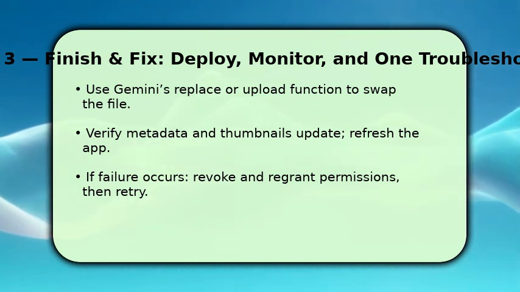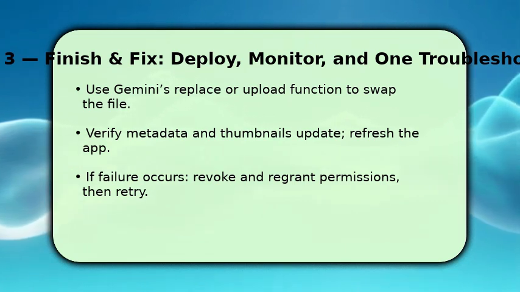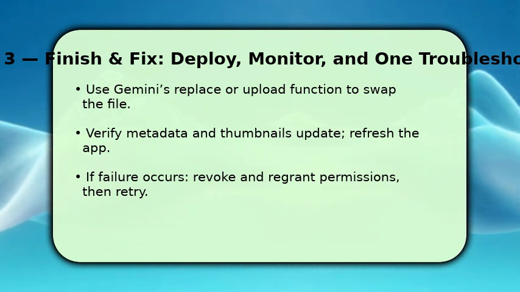If the replacement fails, revoke photo permissions in settings, grant them again, and retry the swap. This often resolves permission or cache lock issues. If problems persist, restore from your backup.